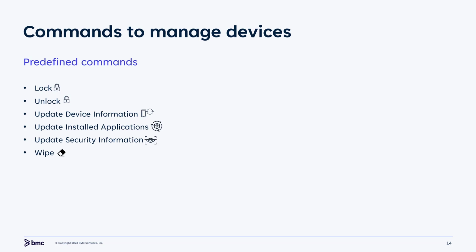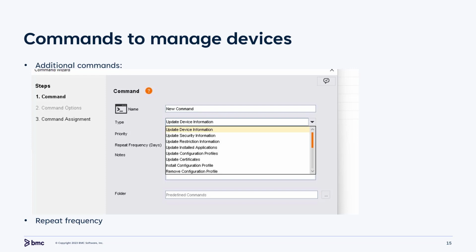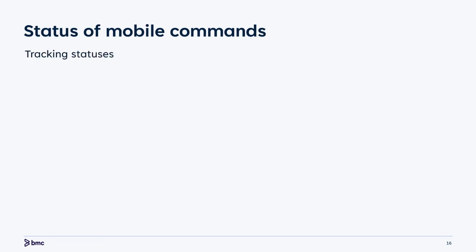Remotely erase all data from the device, returning it to its factory settings, typically used in case of loss or theft to protect sensitive information. In addition to the commands mentioned earlier, there are additional commands available in BMC Client Management to manage mobile devices. These commands can typically be scheduled to repeat at specific intervals using a configurable repeat frequency. In the next section, we will discuss the various statuses of mobile commands.